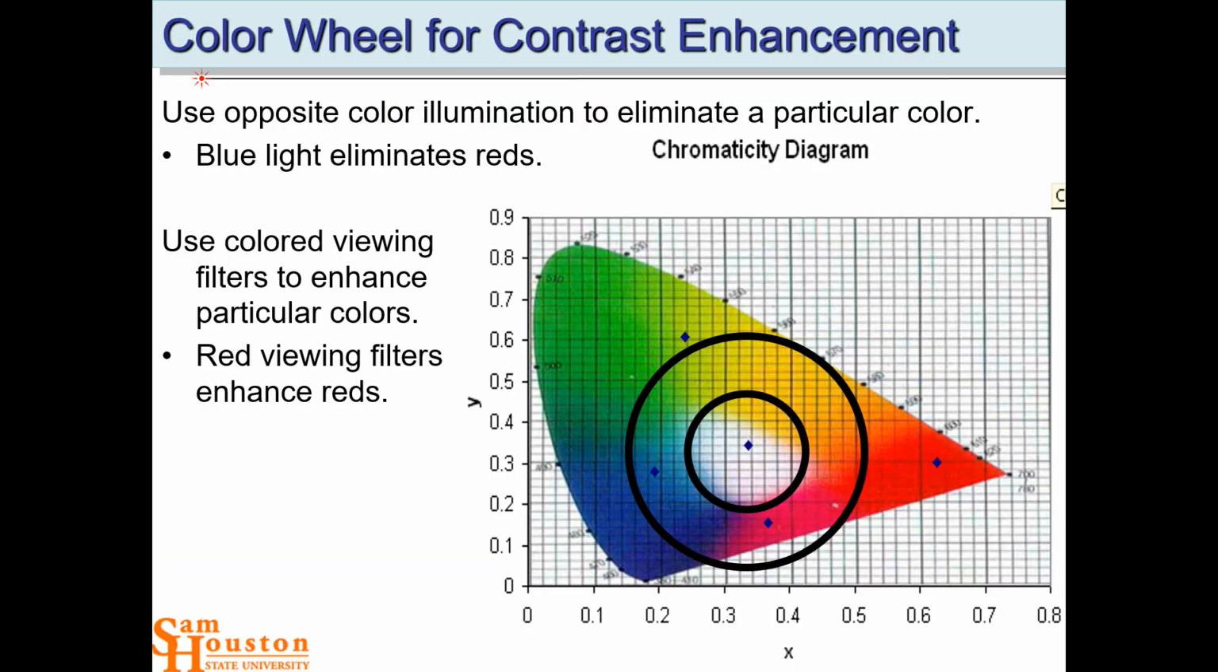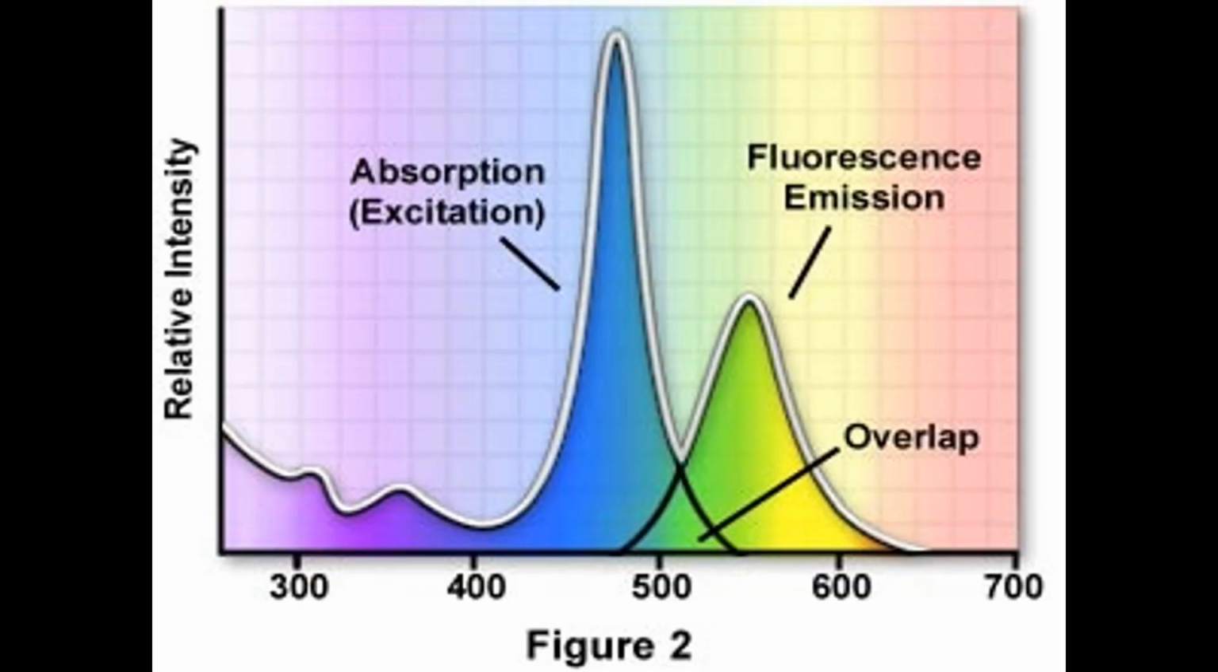We can use a color wheel for contrast as well. So you use the opposite color to eliminate a particular color. So blues would eliminate reds, and red filters would enhance the reds. And you can use the different fluorescence light sources. So if you hit it with a blue light and it fluoresces, all of the fluorescence has got to be red shifted. And that was one of the questions on CHEM 1.